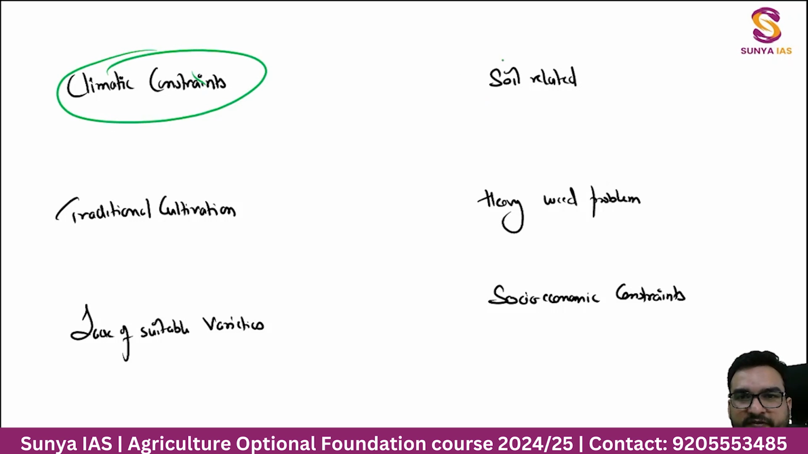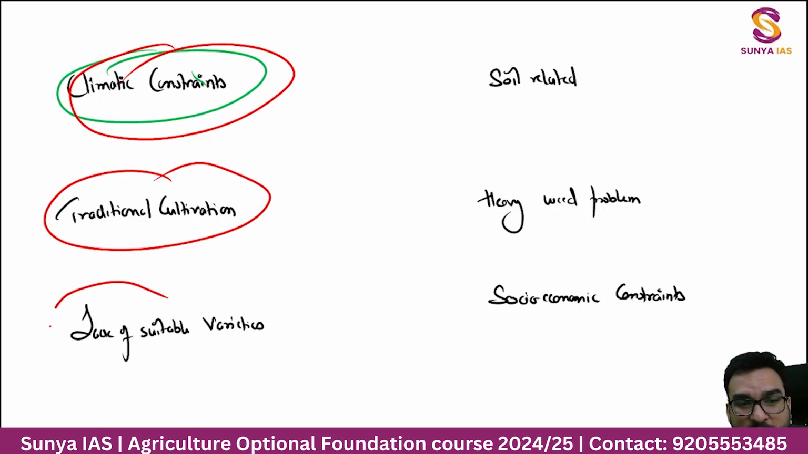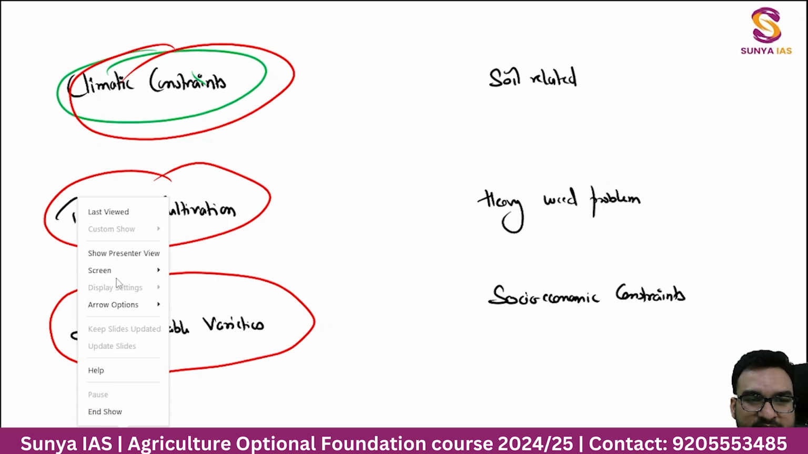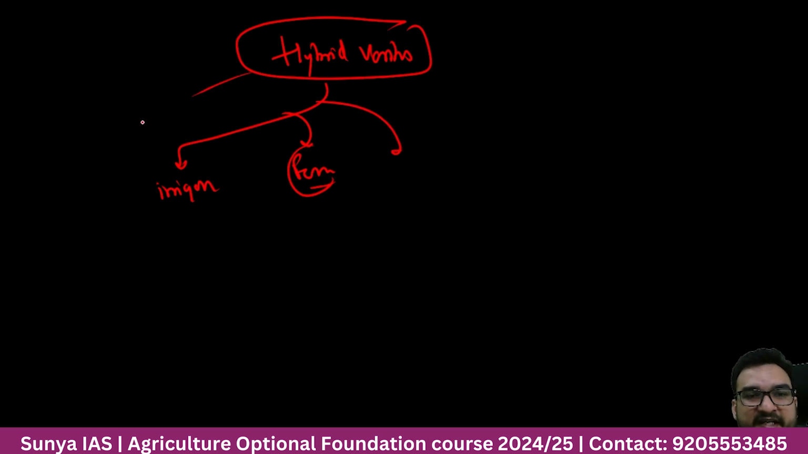See, climatic constraints we have seen. Traditional cultivation. One important point is lack of suitable varieties. You try to understand this point. We are introducing hybrid varieties, guys. Now these hybrid varieties need irrigation and fertilizers, that means they need high input.